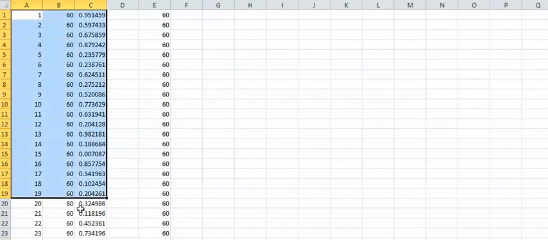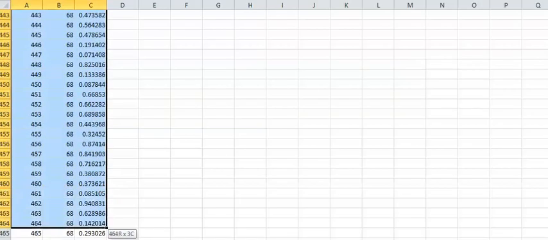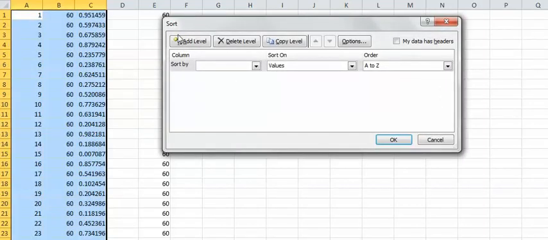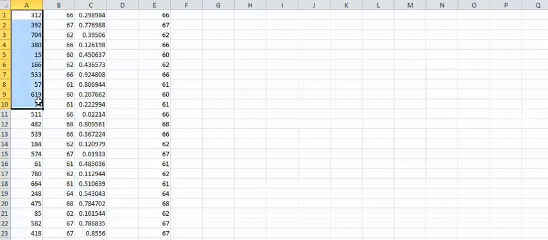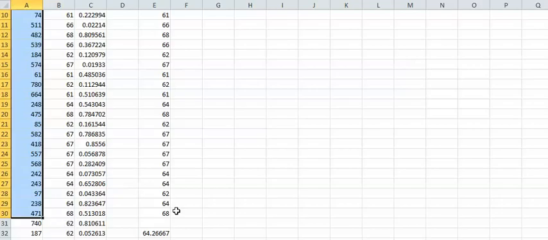But what if I shuffled these around to actually get a random sample of 30 people? I could go data, sort, and then sort by column A. No, actually column C, the random numbers. It'll sort the random numbers from lowest to highest, which will move the rows around. And then now the first 30 people actually are a random sample because these are their ID numbers. So it's 30 randomly selected people.